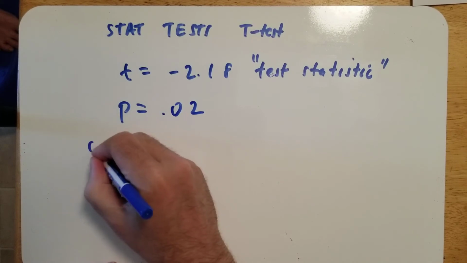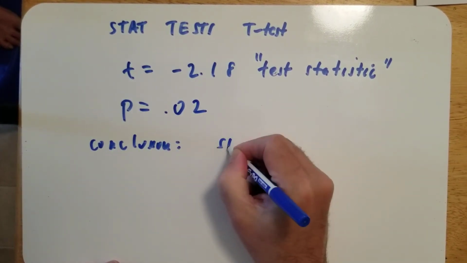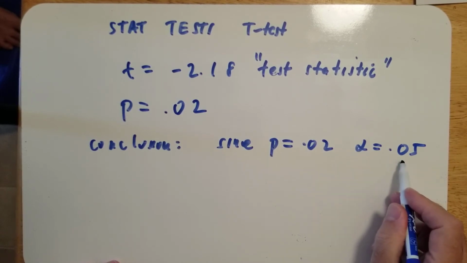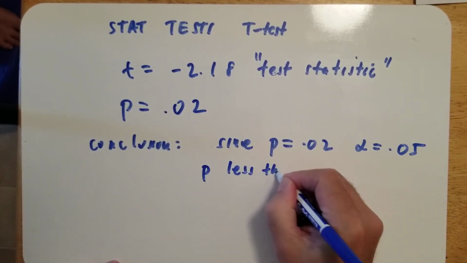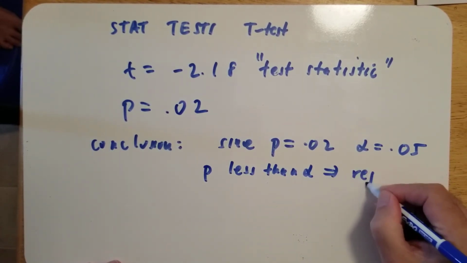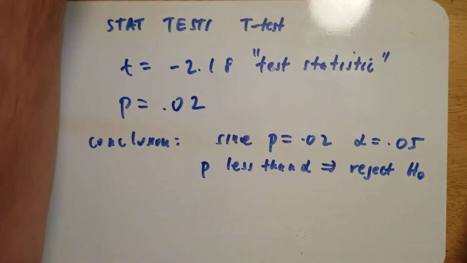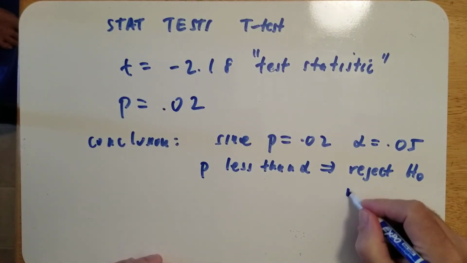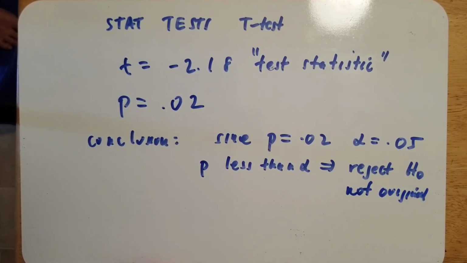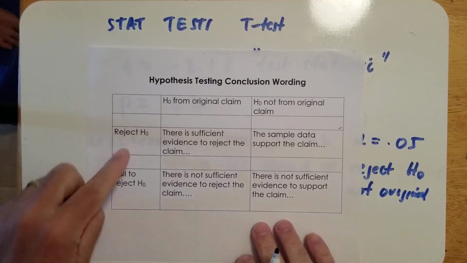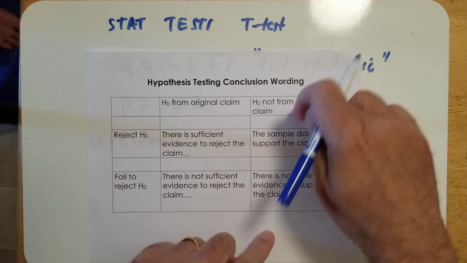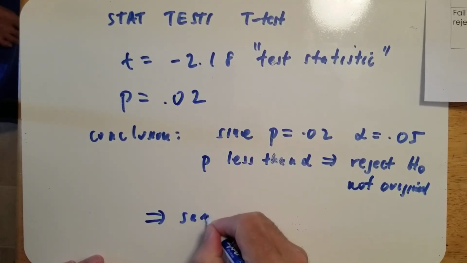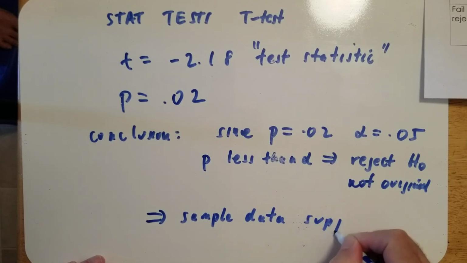Now in this one, the conclusion: since p equals 0.02, and the significance alpha was 0.05, 0.02 is less than 0.05, so p is less than alpha, which means we reject the null hypothesis. From the original claim? The null hypothesis was not from the original claim. So on the conclusion chart, I go to the part where it says reject H null, not from the original claim, and the conclusion is the sample data support the claim.